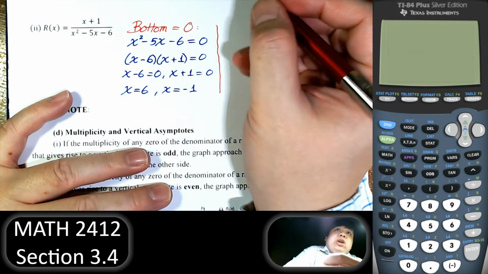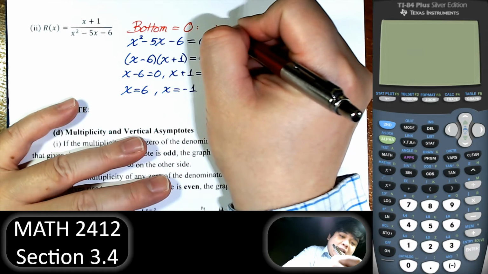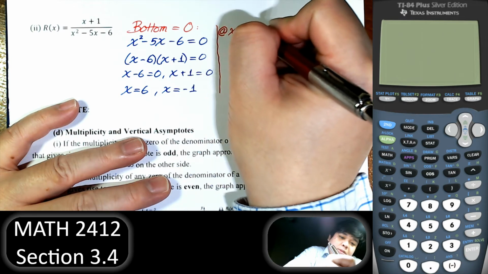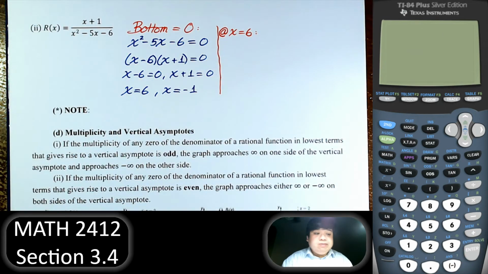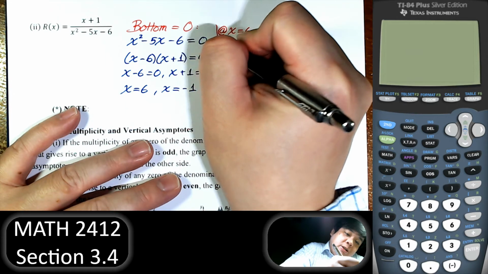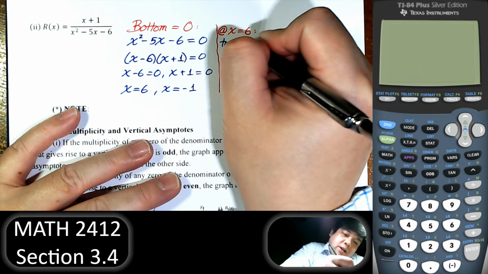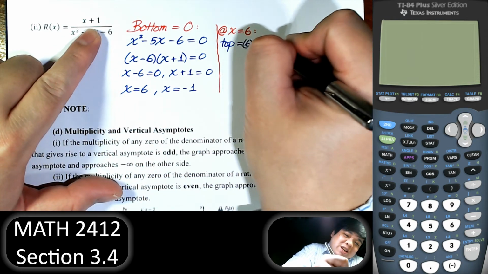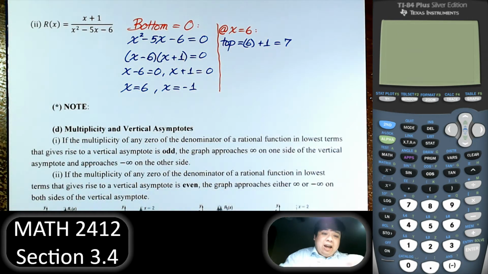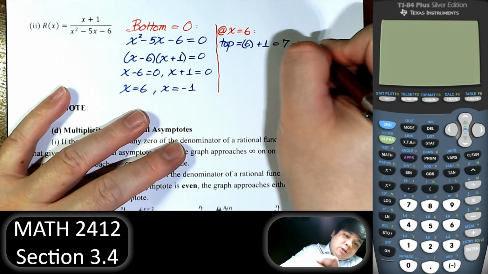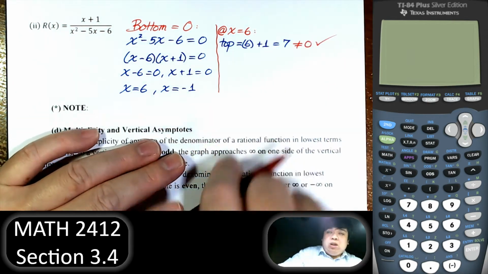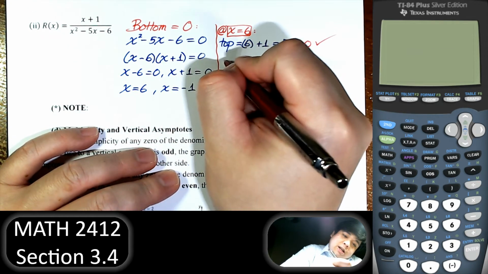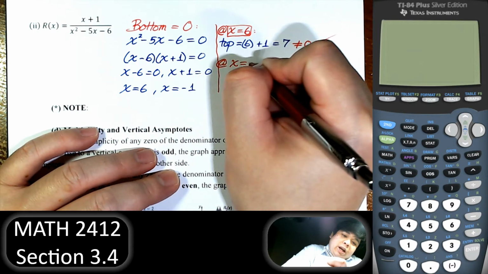Now we just need to check that the top is not equal to 0. So when x equals 6, I'm going to put 6 in for x for the top: 6 squared, 6 plus 1, which is 7. That is not equal to 0. So that's good. That is the vertical asymptote, x equals 6.